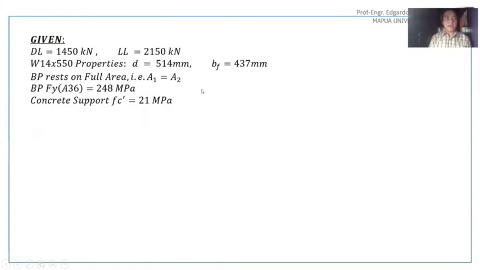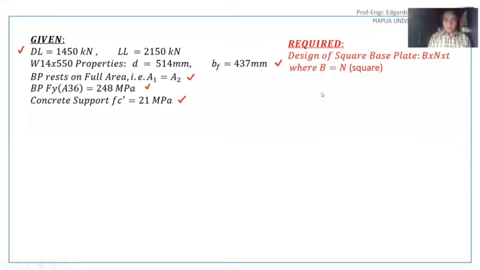Okay, so here are the givens again. So we have the service dead load, the service live load, the properties of the columns, the depth and the bf. Resting on full area, that means A1 is just equal to A2, or yun nga, 0.85 fc prime A1 lang yung P sub P natin. Fy natin is 248, and the concrete support compressive strength natin is 21 megapascals. Okay, so we're asked to solve or design for the column base plate na square, which is the B by N by the thickness t.